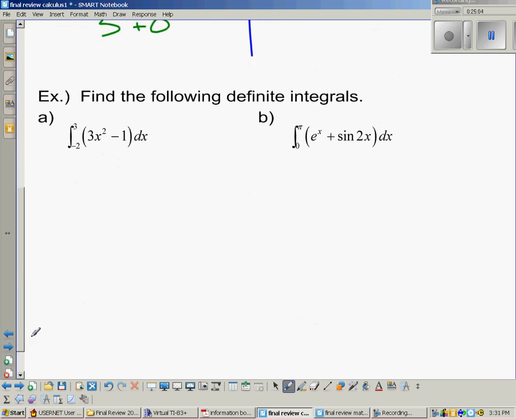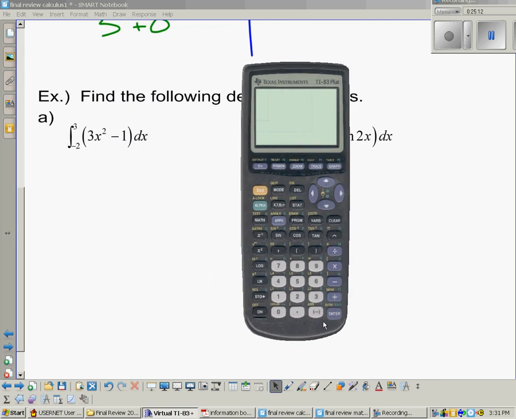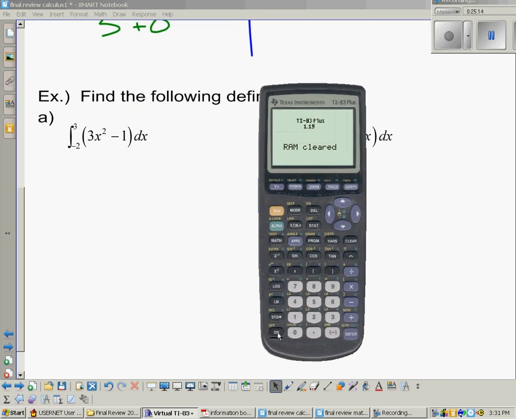Find the following definite integrals. Okay, so definite integrals your GDC does. So let's start off with just looking at this first one with your GDC. If I saw this on paper 2, here's what I'd do. Y equals 3x squared minus 1. Boom. Graph it. Oh, I'm not surprised.